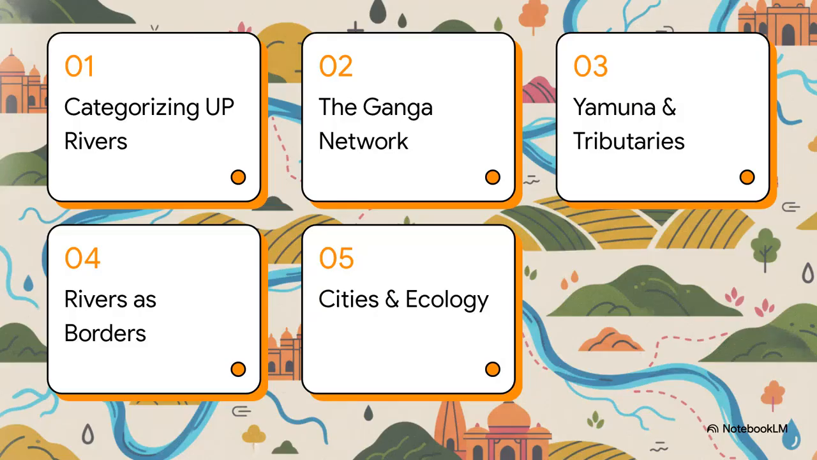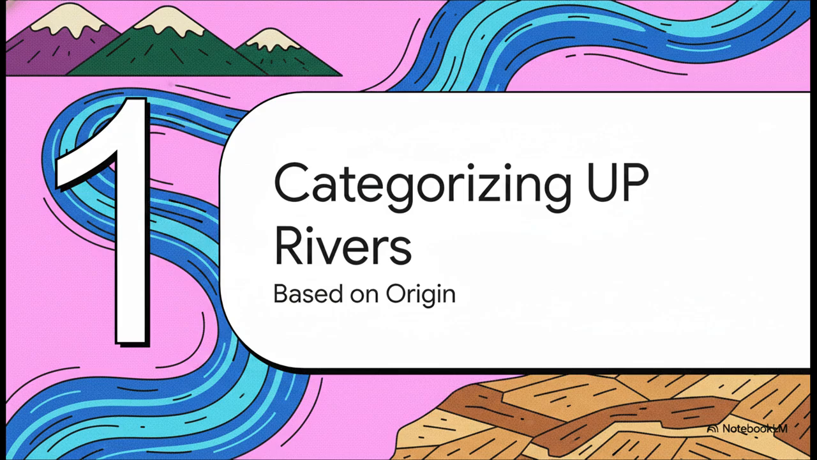So, here's our game plan for today's exam prep. We'll cover categorizing the UP river systems, explore the mighty Ganga network, look at the Yamuna and its key tributaries, discuss rivers as regional borders, and finally, we'll wrap up with cities, ecology, and conservation. Okay, kicking things off with Section 1, categorizing UP river systems.